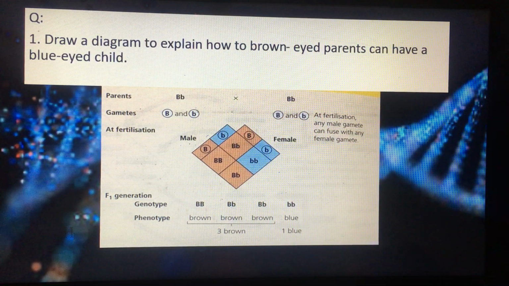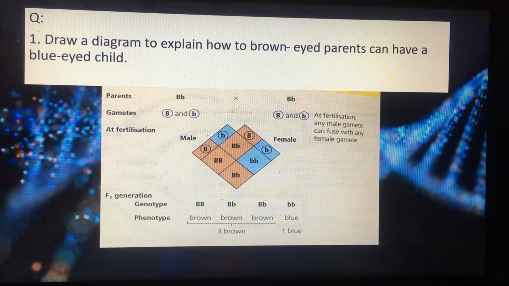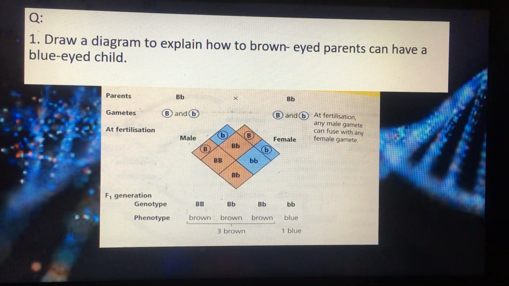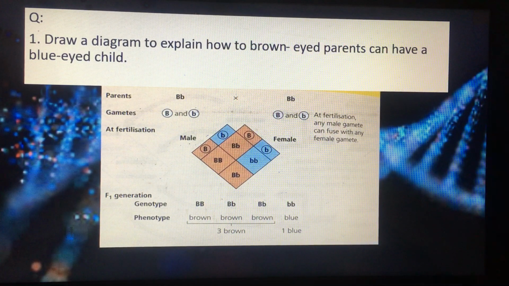Explain why. We explained it before, and we said that some parents both have B capital B small, but they don't have children with blue eye color. So what do you think? What is the reason? Actually, here you have to know that the gametes are not produced in exactly equal numbers, and also you have to know that fertilization is always random. So there is no need to have a blue-eyed child. Okay?